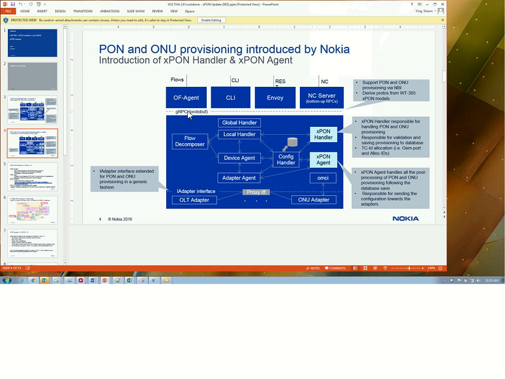gRPC is the internal interface, because vOLTHA is an ensemble of controllers, so it's an ensemble of microservices. Right. gRPC is used between some microservices. But everything maps down to gRPC effectively. It's not everything. It's a system interface. I wouldn't say system interface. There are certain things that don't go on gRPC.